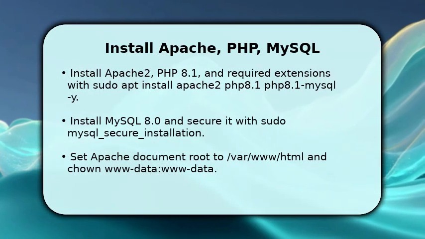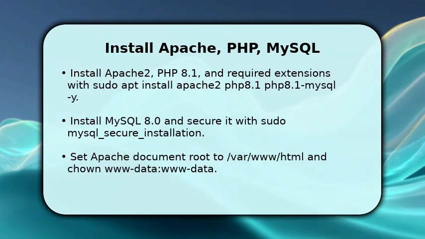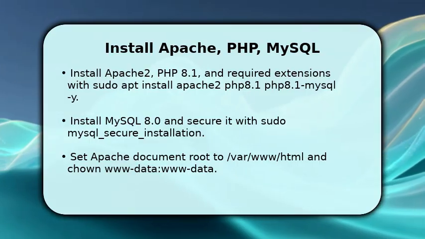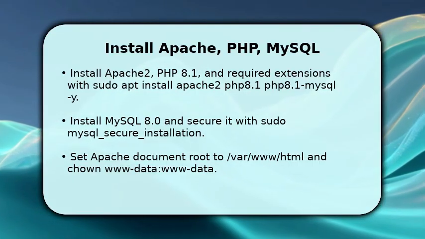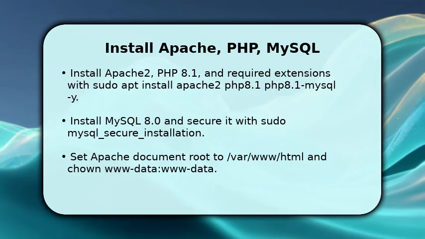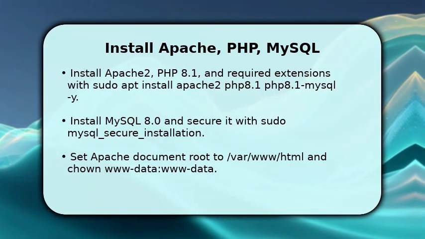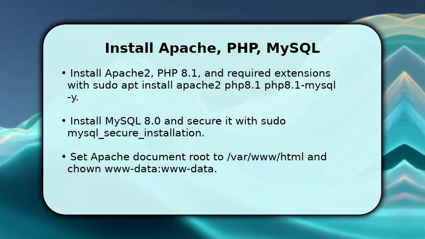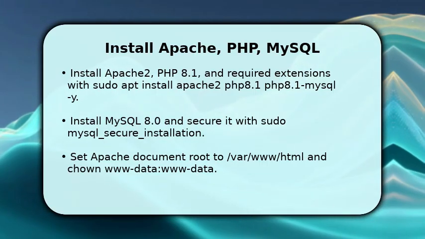Install the web stack by running sudo apt install apache2 php8.1 php8.1-mysql php8.1-xml php8.1-mbstring php8.1-curl -y so WordPress has required extensions.